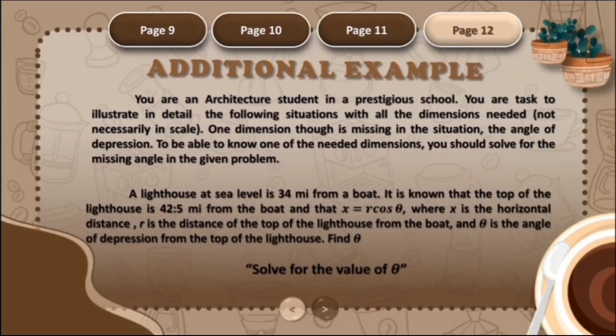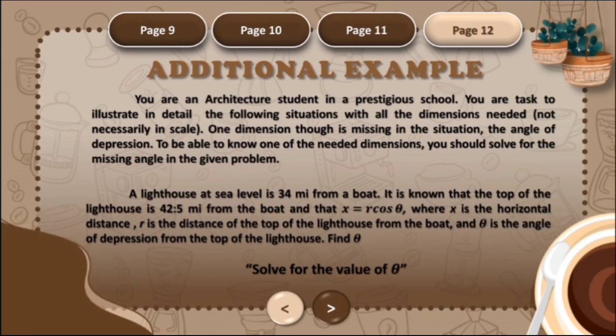You are an architecture student in a prestigious school. You are tasked to illustrate in detail the following situation with all the dimensions needed, not necessarily in scale. One dimension, though, is missing in the situation, the angle of depression. To be able to know one of the needed dimensions, you should solve for the missing angle in the given problem. A lighthouse at sea level is 34 miles from a boat.